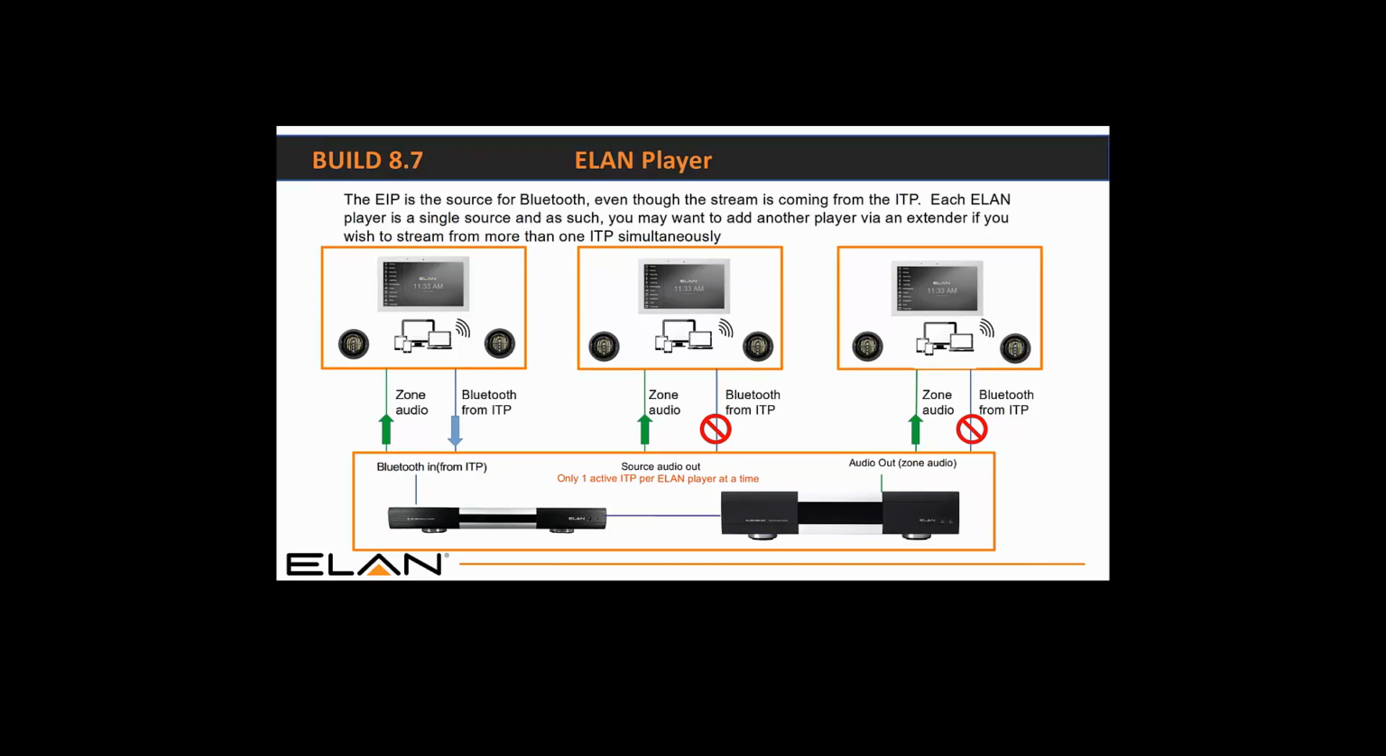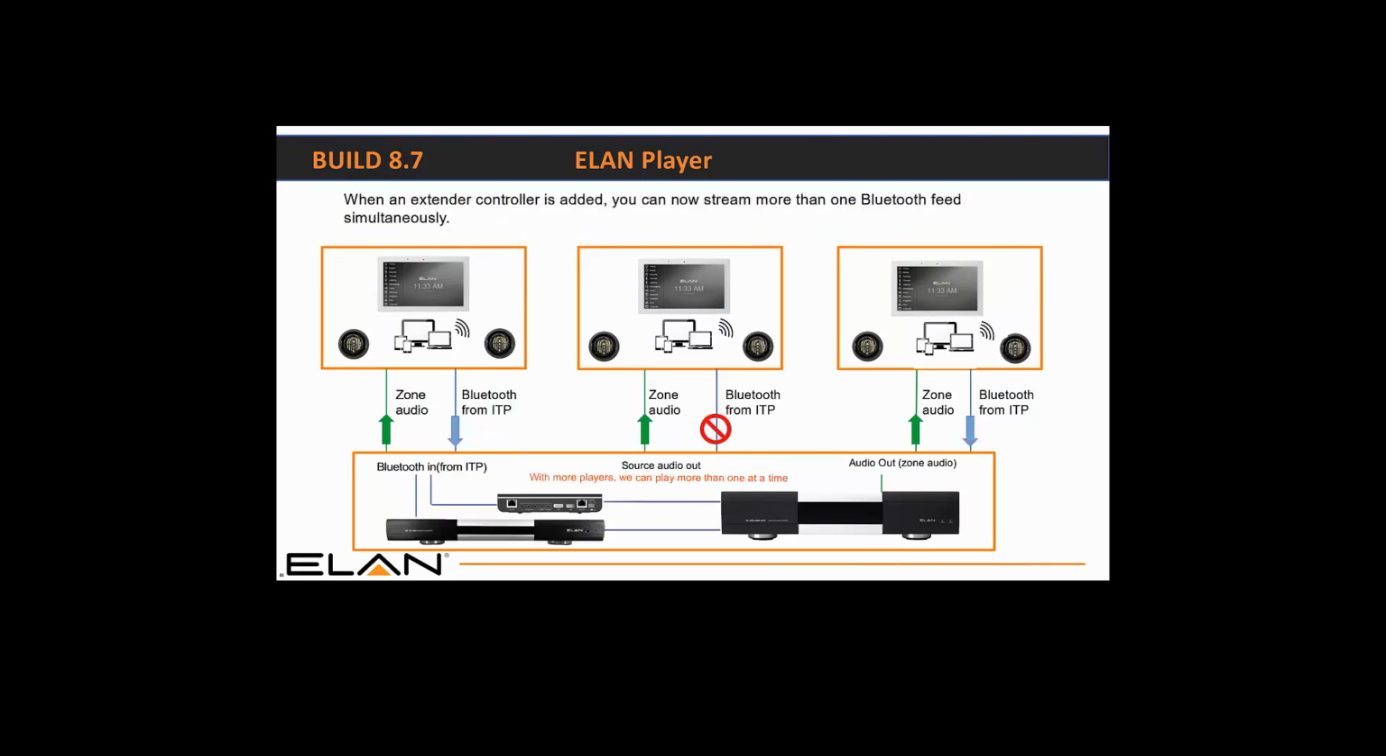So I could take audio from one ITP and pump it through and play it in any zone that I want, but I can't play them all at the same time. If I use this one, I can't play from the other ones. So if I added another player, in this case an SC100, I can now use that audio output as another source, and I can now play 2 at the same time.